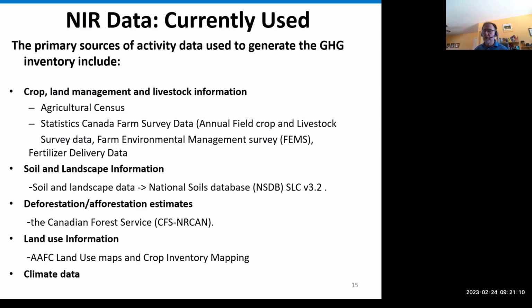In future, we're trying to do more with Earth observation. There are some practices we can see from space, but there are also some practices that the only way we can get the information is by asking.